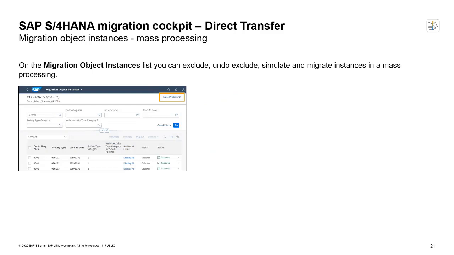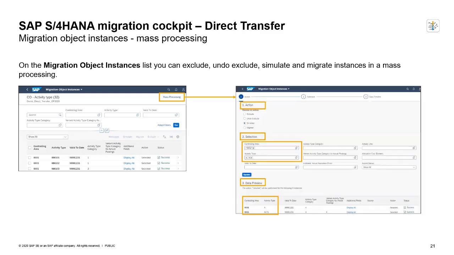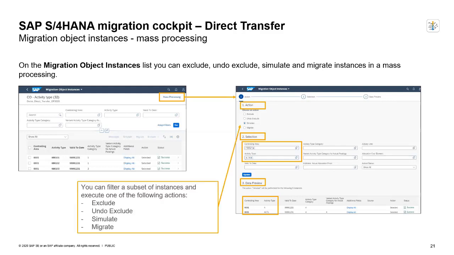The mass processing function appears in the migration object instances list. You choose the specific criteria. For example, you would like to work with the critical items, and you perform the selection as in our screenshot: controlling area 1, activity time from A to B. You then have the possibility to choose the following actions. You can exclude, you can simulate these criteria instances, and you can migrate them.